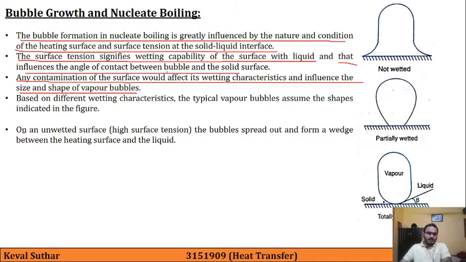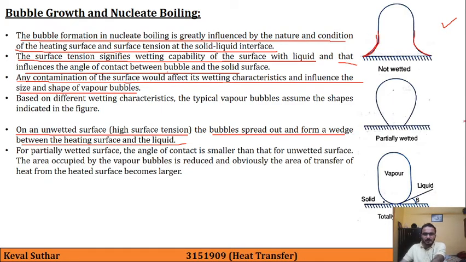So when the surface is not wetted, that is it has high surface tension, the bubbles spread out and form a wedge between the heating surface and liquid. So we are discussing this figure where a wedge shape is created between the bubble and the heated surface over here.